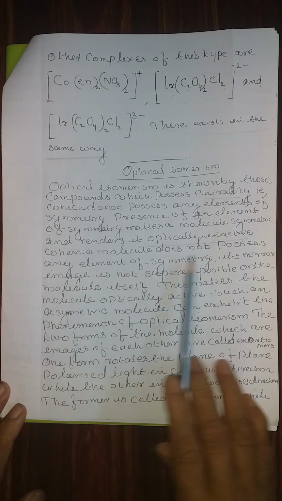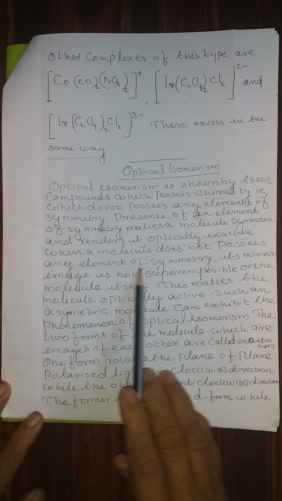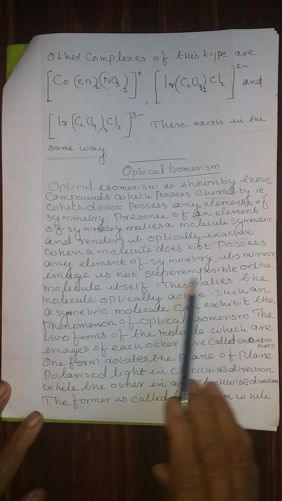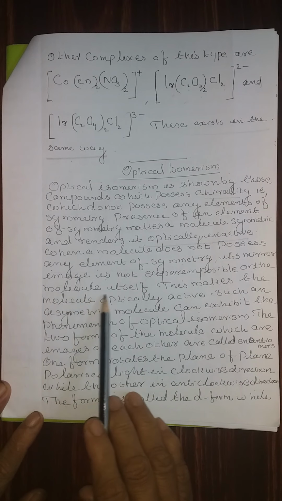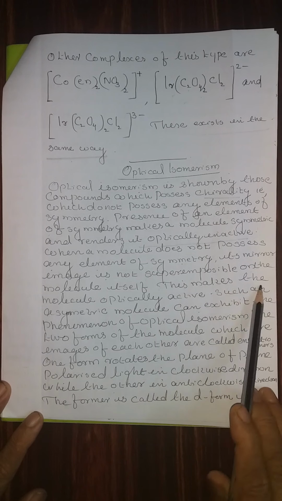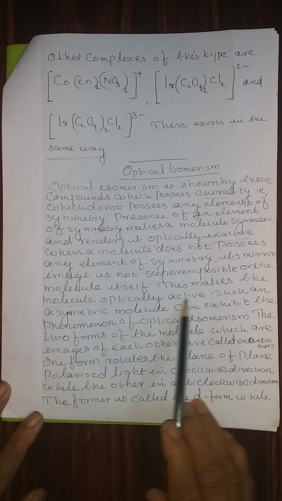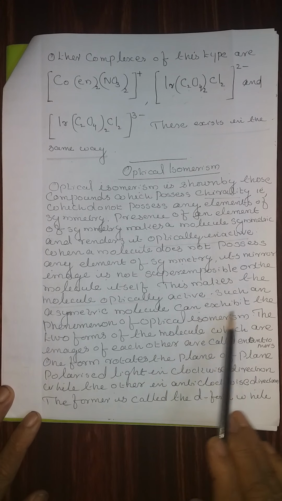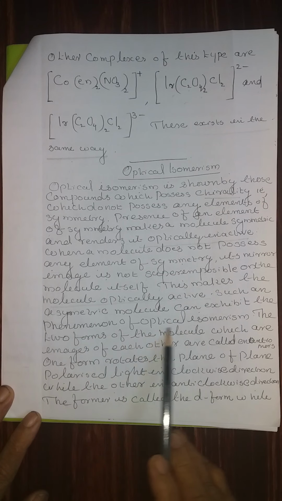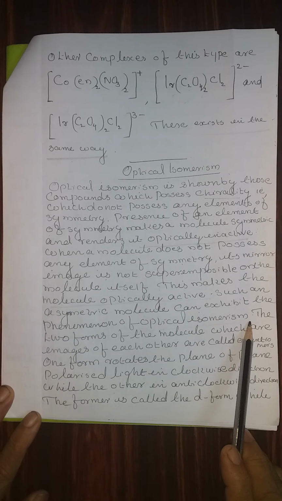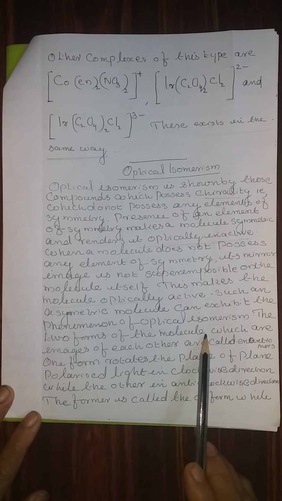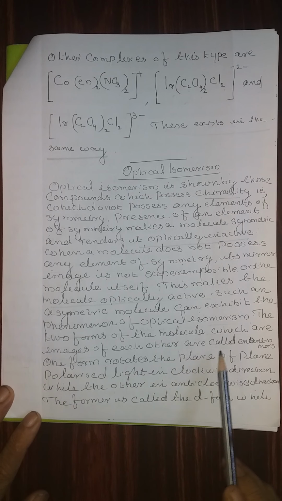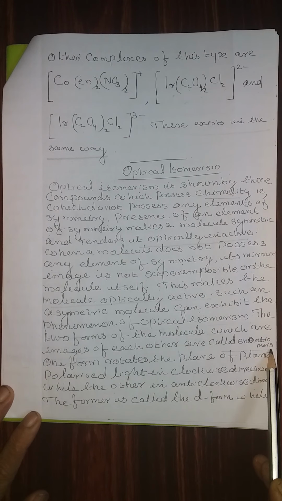When a molecule does not possess any elements of symmetry, its mirror image is not superimposable on the molecule itself. This makes the molecule optically active. Such an asymmetric molecule can exhibit the phenomenon of optical isomerism. The two forms of the molecule, which are mirror images of each other, are called enantiomers.